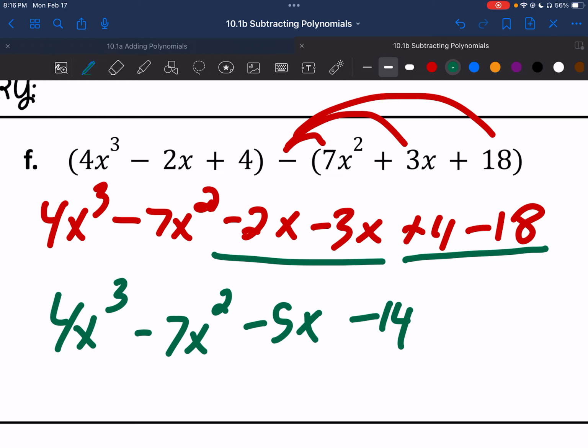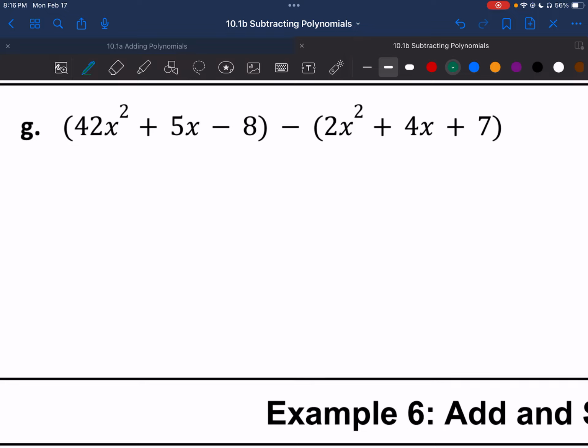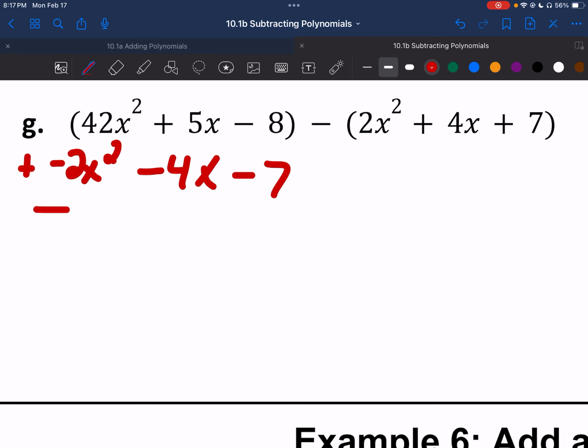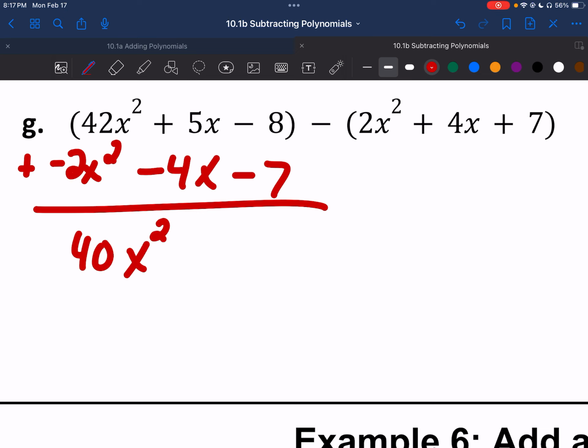All right. So now we're going to flip over to our back page. And we're going to look at letter G. We have 42x squared plus 5x minus 8 minus 2x squared plus 4x plus 7. So additive inverses, right? We have negative 2x squared, we have minus 4x, and we have minus 7. 42 plus negative 2 is 40x squared. 5x plus negative 4x is plus x. Negative 8 minus 7 is minus 15.